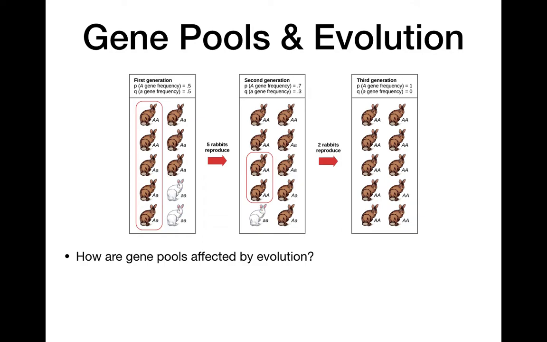Remember, variation was one of the 4 principles of natural selection. If every individual was the same, no one would be better adapted. So we have to have that variation for this to work.